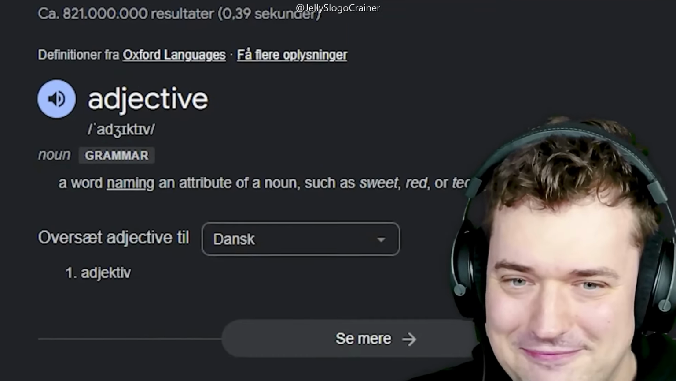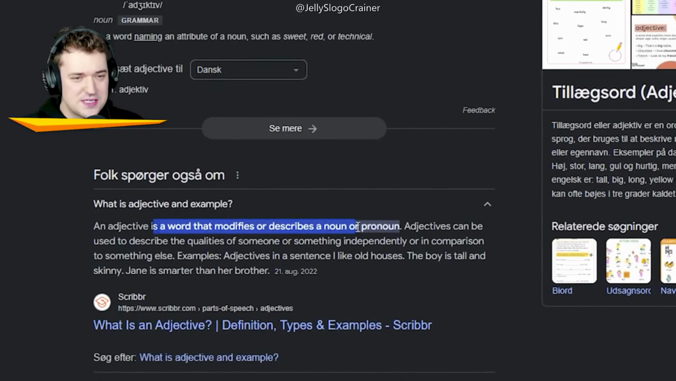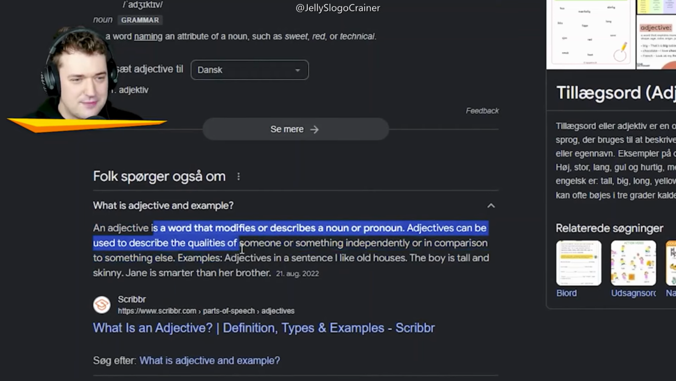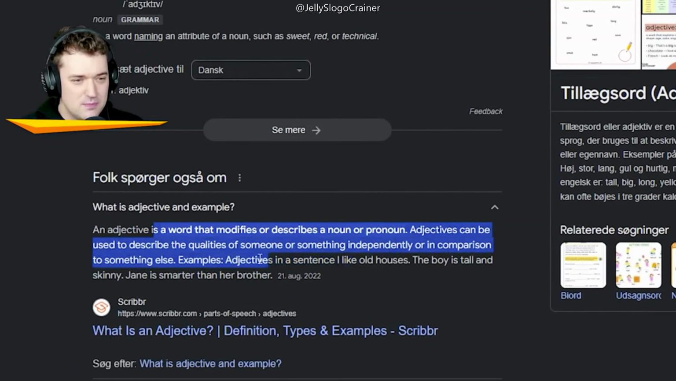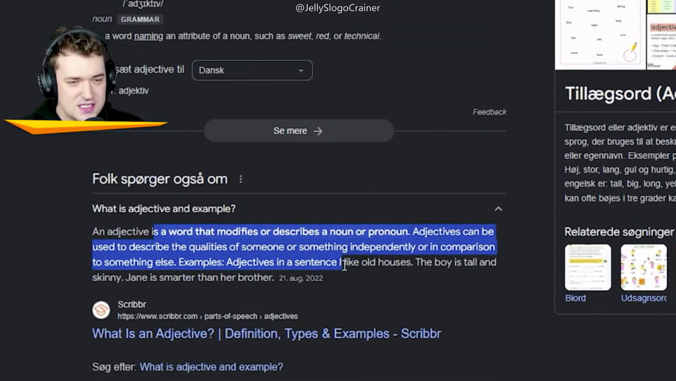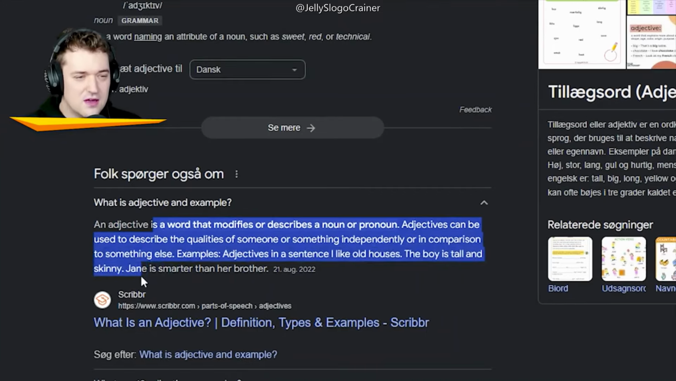Is this cheating? Adjective is a word that modifies or describes a noun or pronoun. Adjectives can be used to describe the qualities of someone or something independently or in comparison to something else. Examples. Adjectives in a sentence, I like old houses. The boy is tall and skinny.